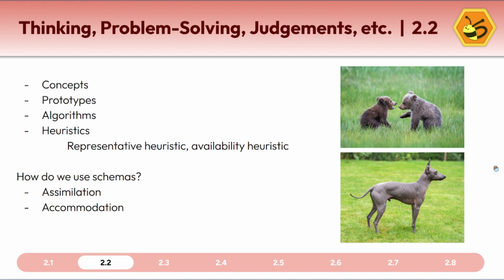Accommodation is when we see something that doesn't match our schema, and so we modify our schema. So let's say I go to the dog park and I see this hairless dog right here. I can update my schema and say that dogs are still four-legged and that they bark, but they're not always fluffy.